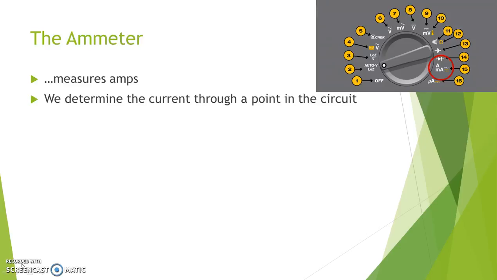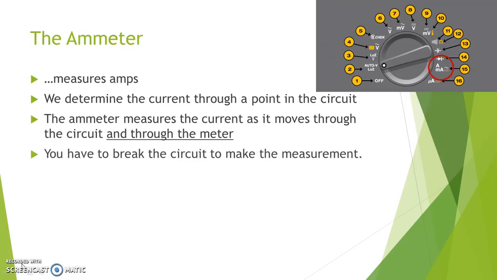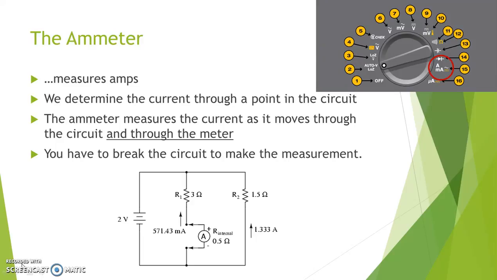So what we can do is, using the ammeter, we can measure current through any point in the circuit. But there's a catch. The ammeter actually measures the current as it moves through the circuit and through the meter itself. So we've got to force the electrons to flow through the meter. We can think of the meter as counting the number of electrons passing through it. And so in order to force those electrons through, and we'll talk a bit more about that on Monday, we have to break the circuit to make the measurement. And you'll try that out in half an hour or so.